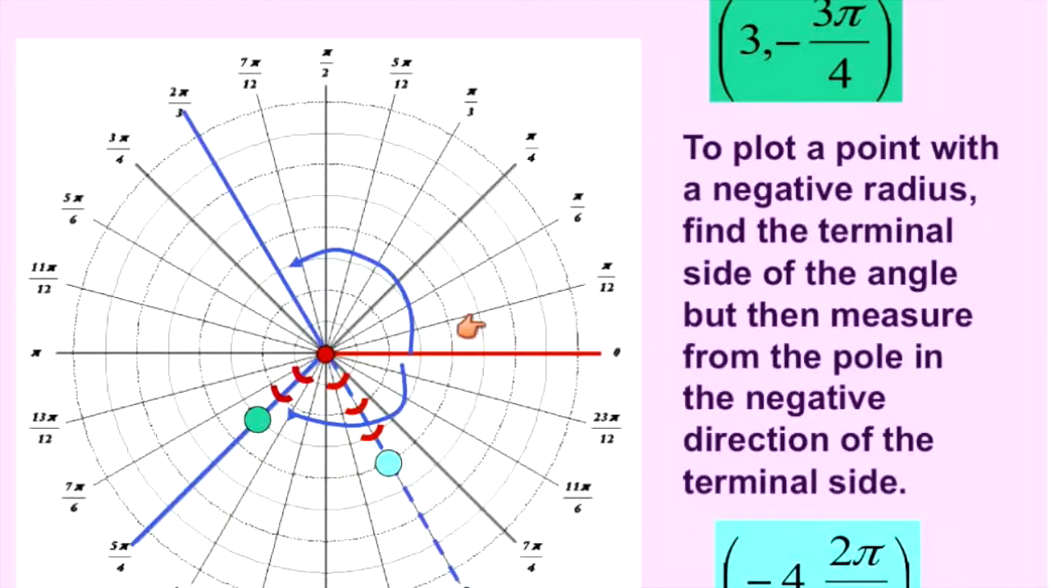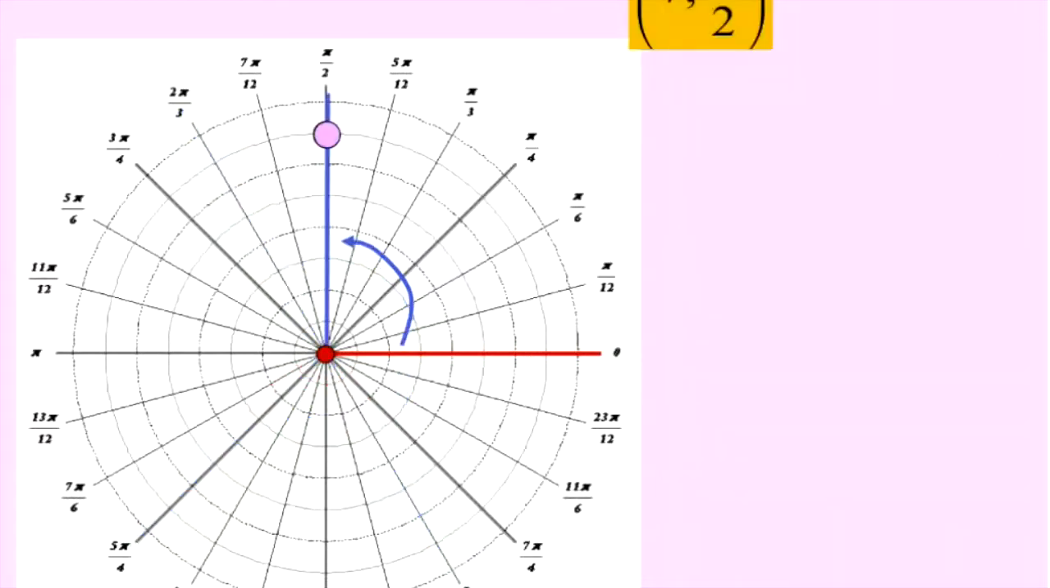So let's quickly review. Positive angles go in the positive direction. Negative angles go in the negative direction. If your radius is positive, you just go straight out on the line that you were at. If your radius is negative, you go in the opposite direction of where you ended at for your angle. So here's what I want you guys to think about for a minute. Let's check this one out. If I'm going to plot 7 comma pi over 2, I can go to pi over 2 and I can go out 7. And I get this pink dot right here.